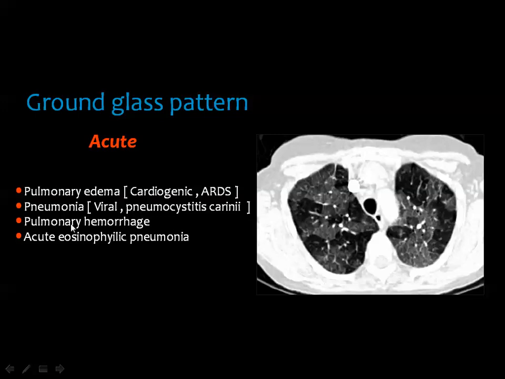These include pulmonary edema, whether due to cardiac causes or due to acute respiratory distress syndrome, pneumonias, especially the viral and the HIV-related pneumonia, which is known as pneumocystis jirovecii or pneumocystis carinii, pulmonary hemorrhage, and acute eosinophilic pneumonia. Then you remember the acute ground glass pattern deals with two types of pneumonias, pulmonary edema and hemorrhage.